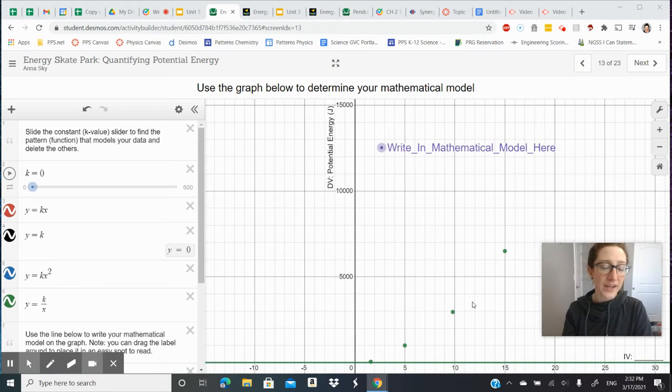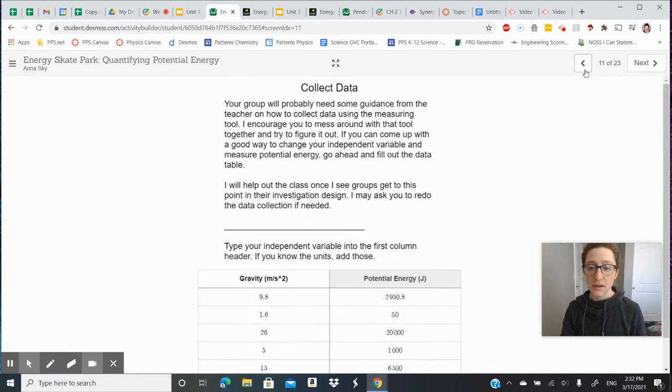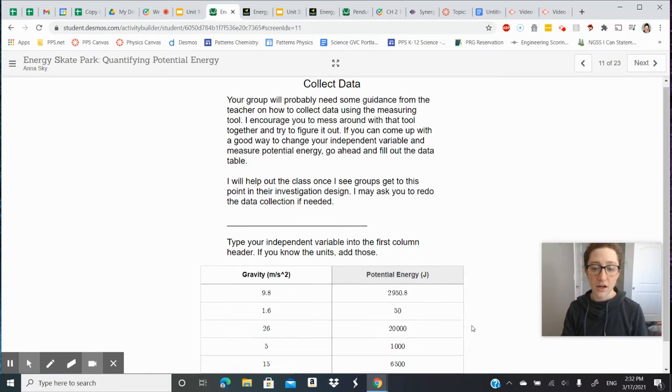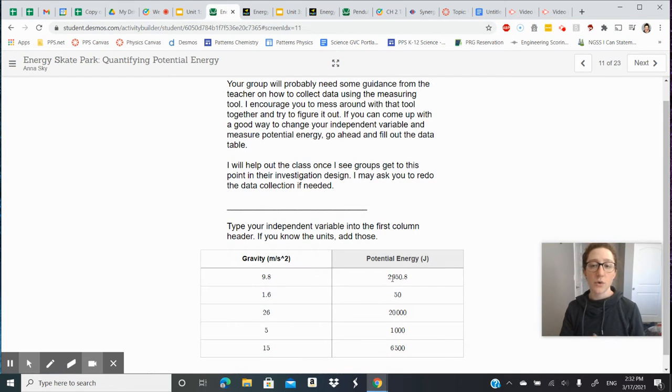All right, so now we are in video 3 out of 4 of this quantifying energy. So this is the graph. I want to make a quick disclaimer here: I put in fake data in my data table. So the relationship that I'm going to show may or may not be accurate to what you guys will find. And by may or may not, I mean is not accurate.